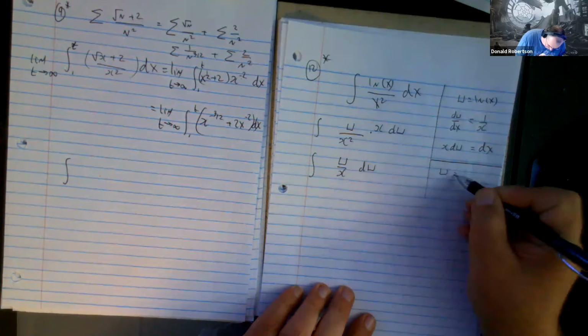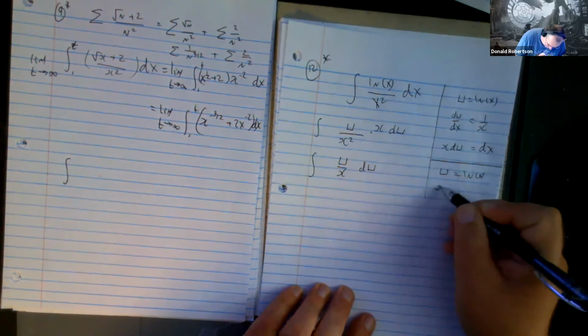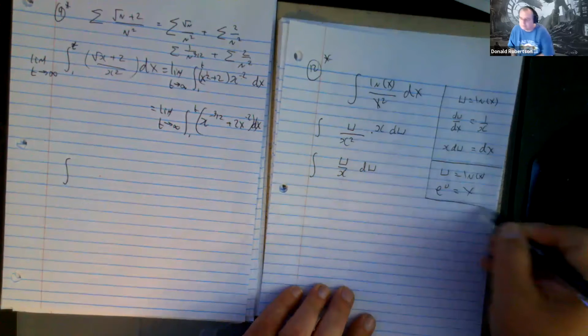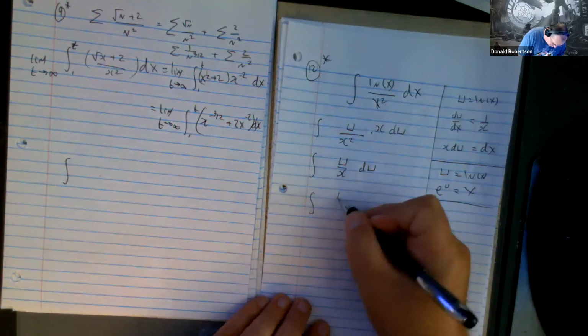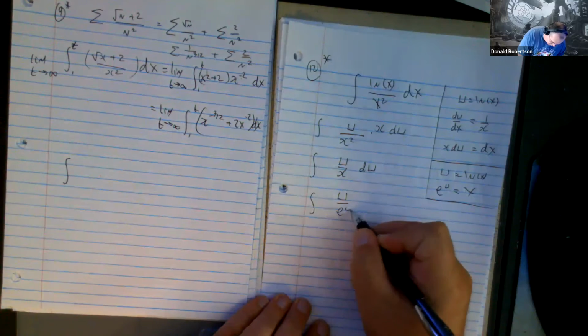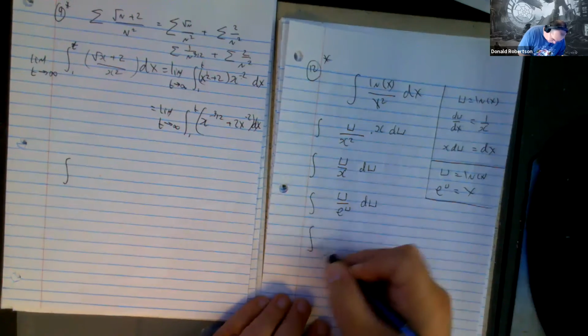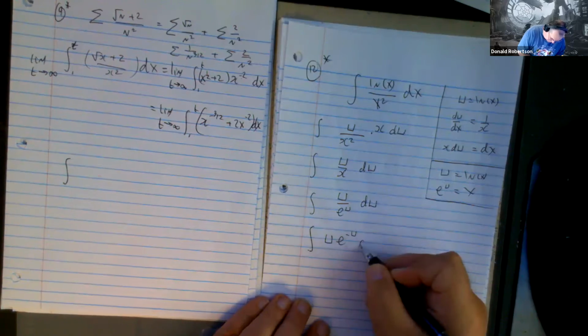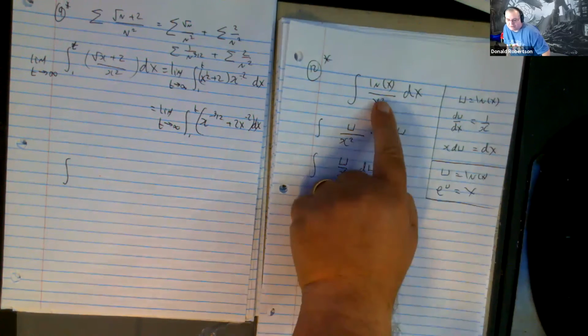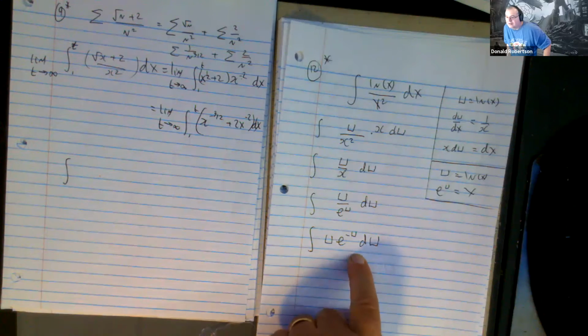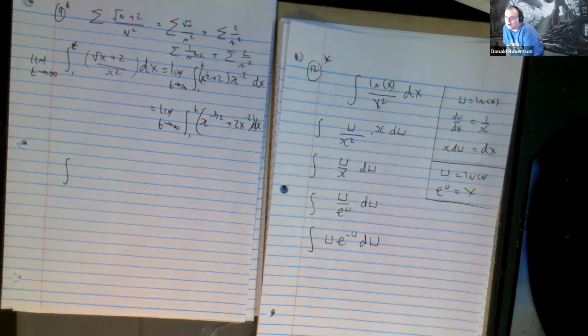If u is the natural log of x, isn't e to the u also x? You agree? Which means that this fella becomes u over e to the u du, which then becomes u e to the negative u du. We have changed an ugly fraction into this guy. This guy, of course, needs another technique done to it. So this is like the ultimate ugly integral.